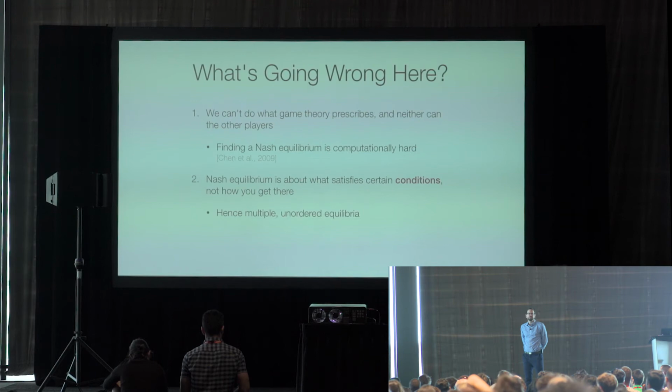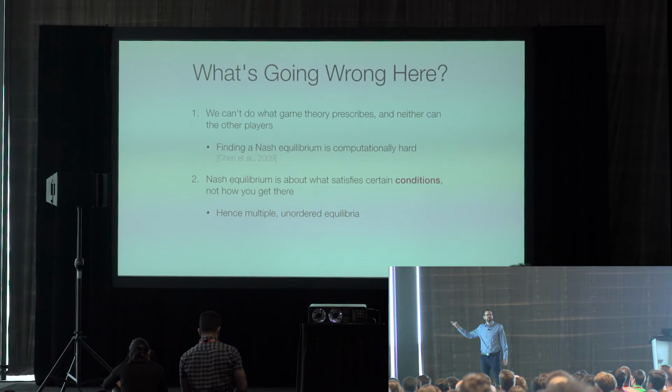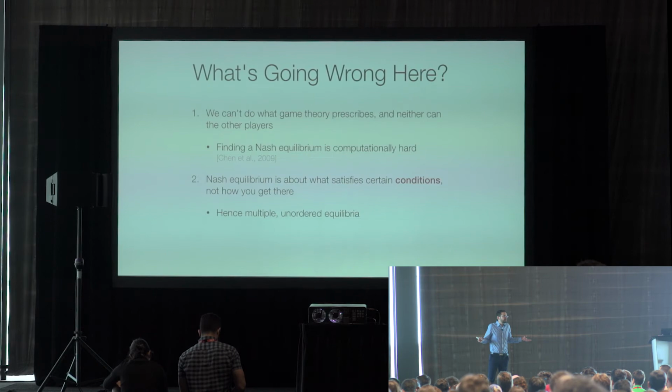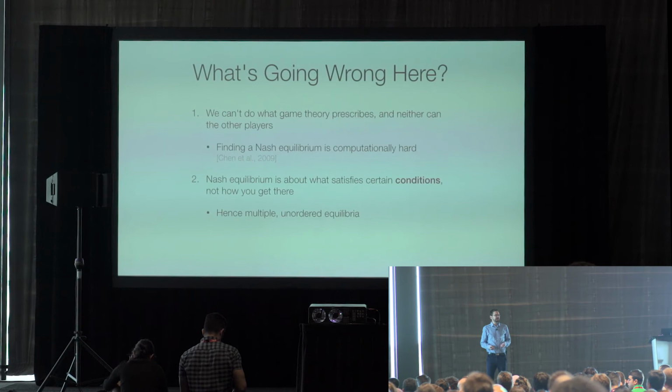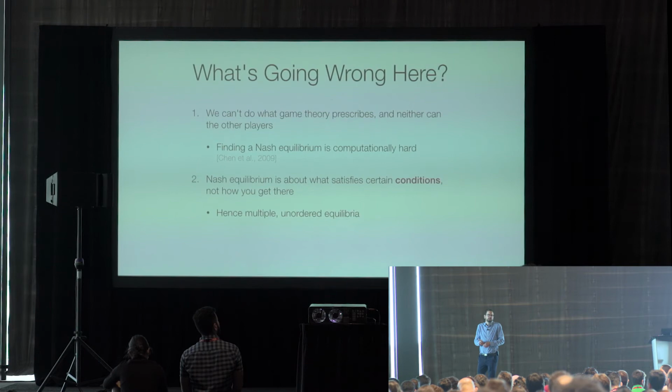And that's why you get multiple equilibria. It's also why you don't get any comparison between the equilibria. So I said unordered here. So which is better, the left-left equilibrium or the right-right equilibrium? I don't know, is that even a meaningful question? What about Battle of the Sexes? Is it better for them both to go to the ballet or better for them both to go to the other one, soccer? Game theory has nothing to say.